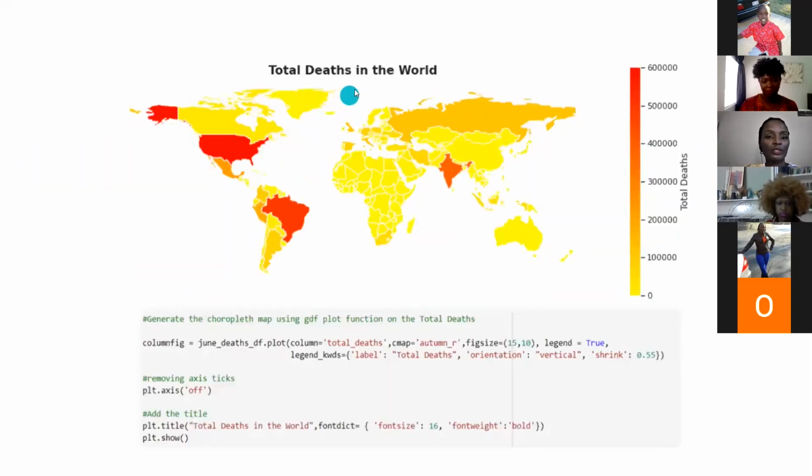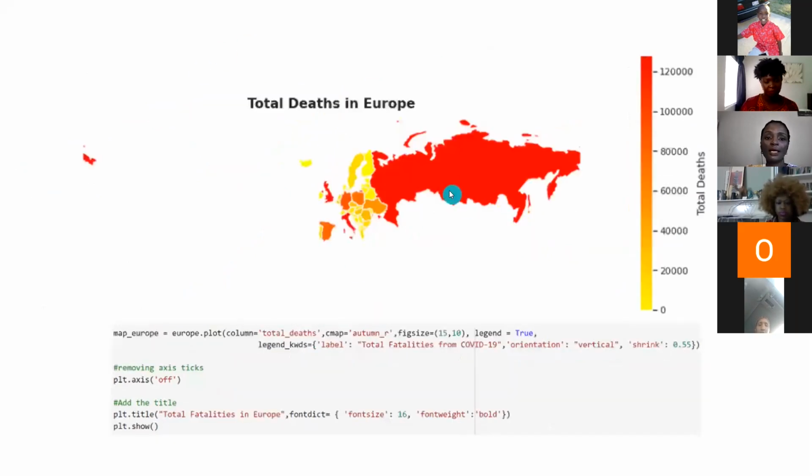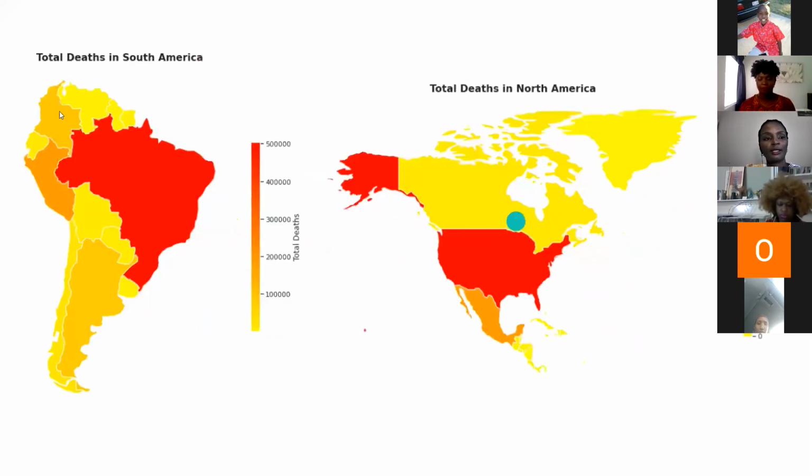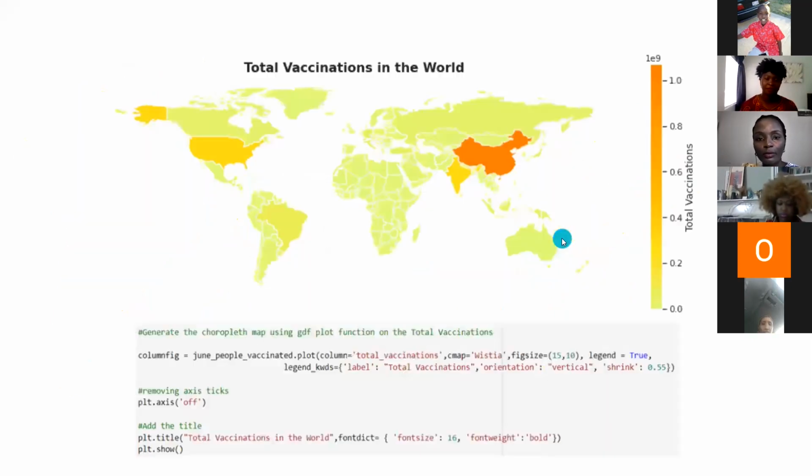And now we go to the total deaths in the world. For the total deaths, I chose different colors. It's the same. The main column that you're going to use is the total deaths. You can see that they are well represented. For the total deaths in Europe, Russia had more cases, and thus it has a darker color. In Africa, South Africa has more cases. And in Asia, the same thing, India had more total death cases reported. In South America, we have Brazil having the largest total deaths. And in North America, we have the US having more of that.